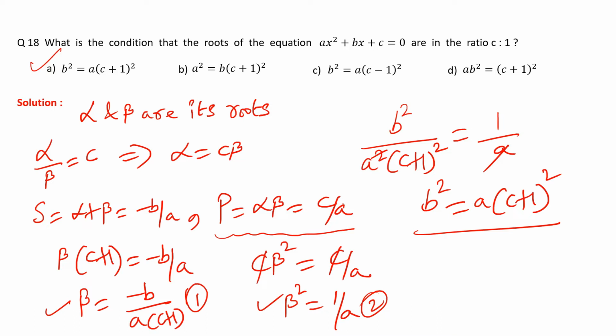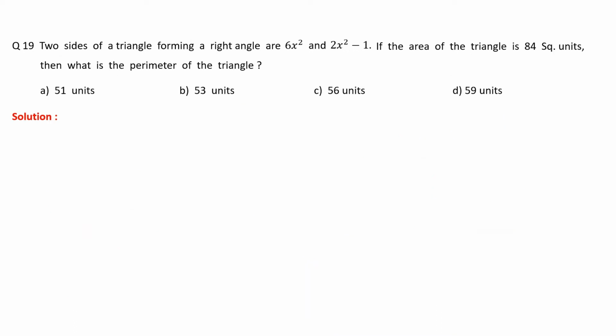Now students, we move to the next question. Now this is the next problem. The question says two sides of a triangle forming a right angle are 6x square and 2x square minus 1. If the area of the triangle is 84 square units, then what is the perimeter of the triangle? Now let's consider this is a right triangle and the sides which are forming right angle are 6x square and 2x square minus 1. Let me name this triangle as ABC.